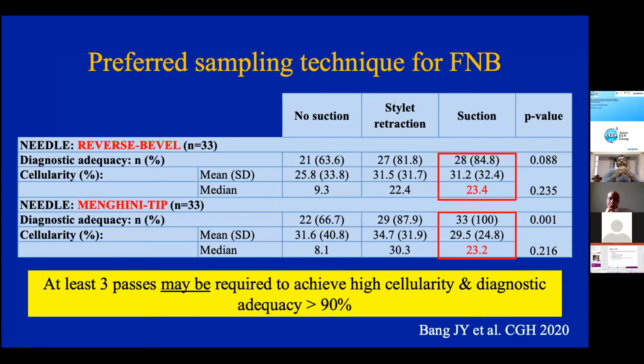Now, let us look at the Menghini tip needle from Olympus. Here again, we got a diagnostic adequacy, which was 100%, but this again happened only with suction. So for the ProCore needle and for the Menghini tip needle, or the EZ Shot 3 needle, you have to use suction like an FNA needle to get any tissue, but mostly the cellularity is only 23%, which is significantly less compared to the 60 to 90% with the Franseen and fork tip needle. Also, another take-home message, when you use the ProCore or the Menghini tip needle, you have to perform 3 passes. So if you perform only 1 pass, you're not going to get a diagnosis. So you must perform at least 3 passes to achieve high cellularity and diagnostic adequacy of greater than 90%.